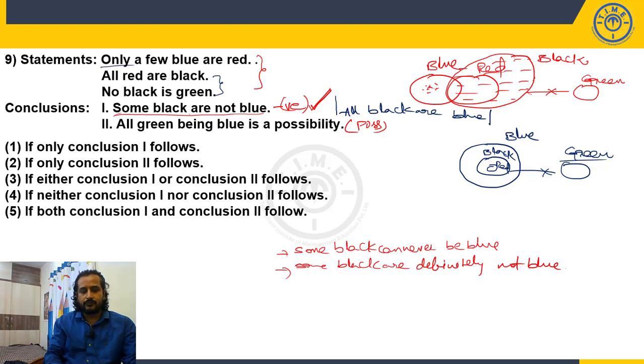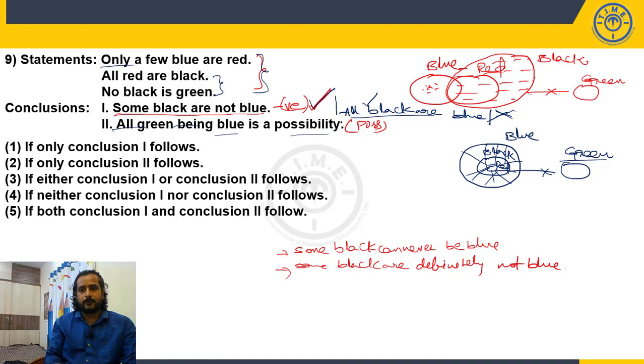But what about this? Only a few blue are red. Is some part of the blue outside the red? Yes, these parts of the blue are outside the red. So it is still matching with the given statements. It is not violating any of your given statements. It means we can prove all black are blue. When you can prove this, the negative conclusion becomes false, because if one conclusion has to be true, it has to be true in all the cases. But there is one such case where it is false. When all black are blue, definitely some black are not blue is false. So this conclusion is false. Clear?